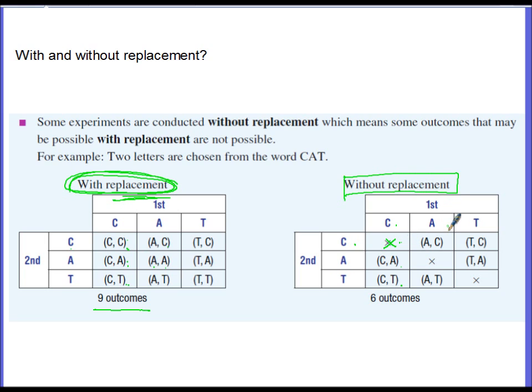If I choose A for my first choice, then A is no longer available for my second choice. So again, I have 2 possible outcomes. I could choose an A and a C, and an A and a T. For T, I can choose a T and a C, and a T and an A, but I can't choose a T and a T, because on the first choice, that T was removed. So now I have 6 possible outcomes when I do not replace the choice of the first pick.